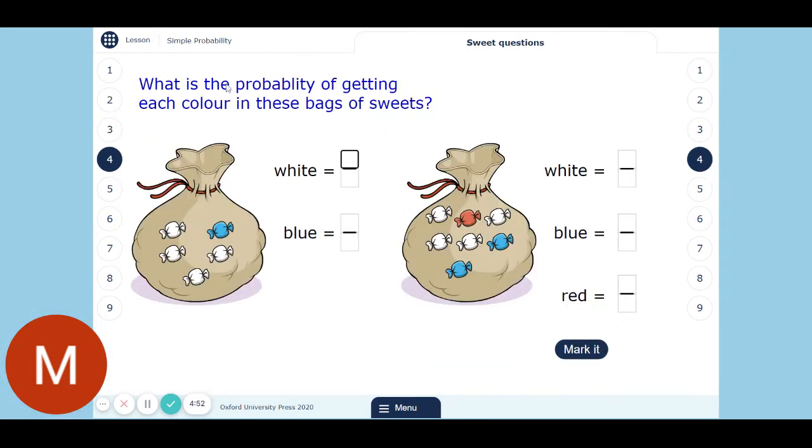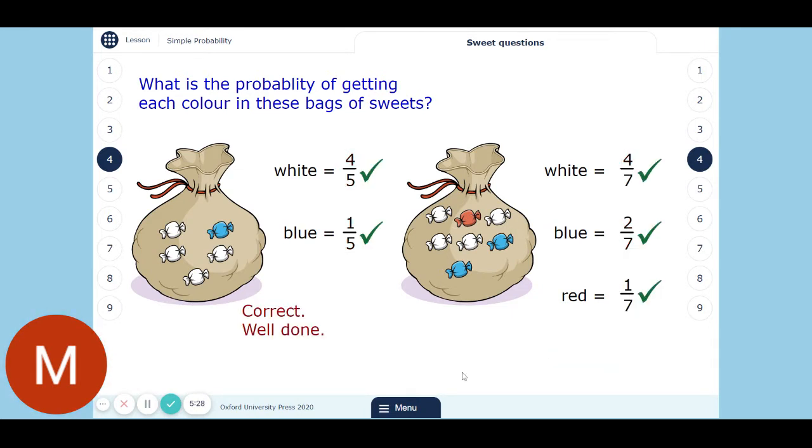Right. So what's the probability of getting each color sweet from the bag? So white sweet, 1, 2, 3, 4 sweets out of 5 sweets total. And blue, well, there's only one blue out of 5 sweets total. White, 1, 2, 3, 4 out of 7 sweets total. Blue is 2 out of 7 sweets total. And red, well, there's just 1 out of 7. And let's check those. And they're all right. Excellent.